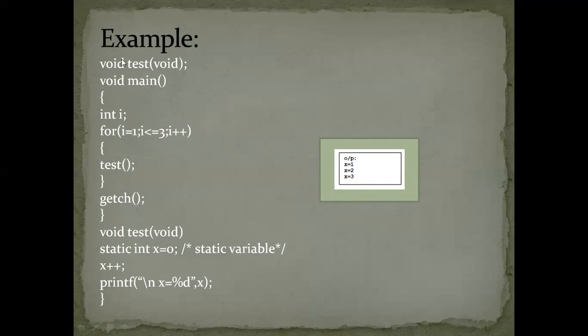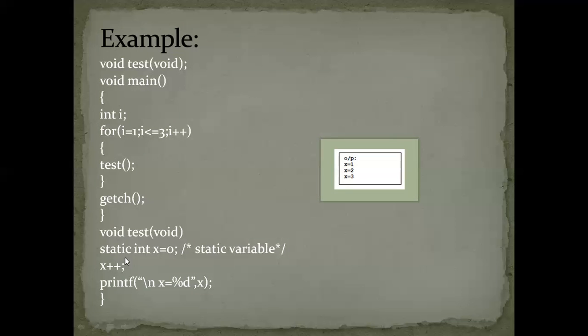I'm supposed to mention the header file here. This is a function prototype. Test is the function name. It doesn't return any value and it is not going to pass any parameter. Program execution always starts from main. I have declared here: for i is equal to 1, i less than or equal to 3, i plus plus. Inside this I am calling the test function. When I call this test function, control immediately goes to the test function. Even though I am not passing any parameter, it will perform some specific task. We'll see what the task is.